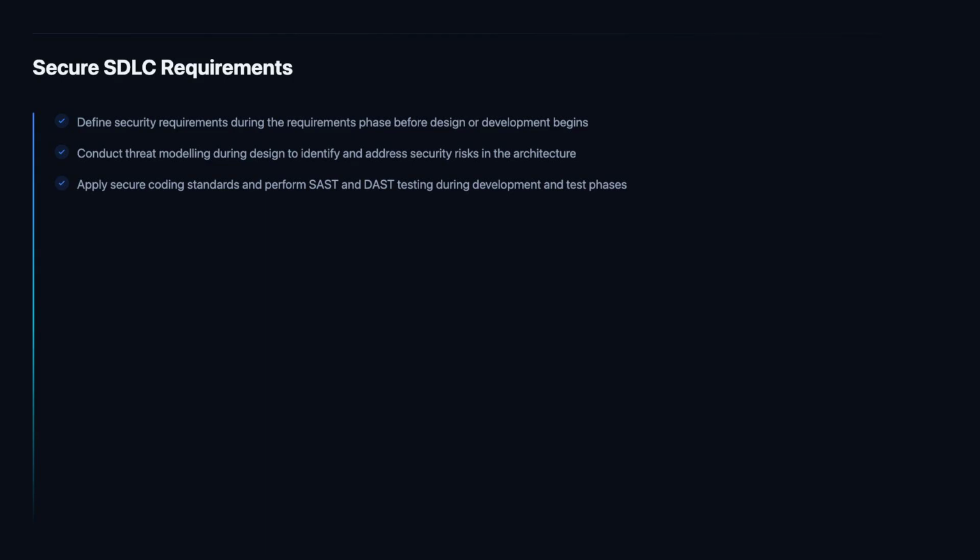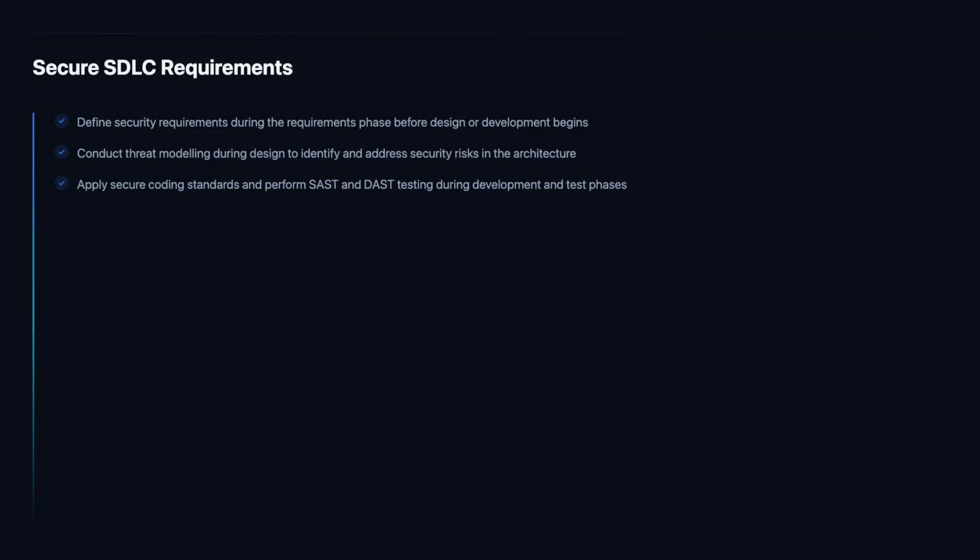Secure coding standards define the specific practices developers must follow to avoid introducing common vulnerabilities during implementation. Standards typically cover input validation to prevent injection attacks, output encoding to prevent cross-site scripting, authentication and session management implementation, cryptography usage, error handling that does not expose sensitive information, and avoidance of known dangerous API calls. SAST, Static Application Security Testing, analyzes source code for security vulnerabilities without executing the application, catching issues such as SQL injection patterns, hard-coded credentials, and use of deprecated functions.